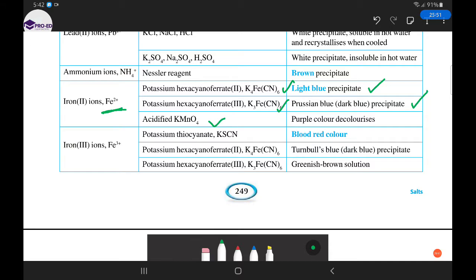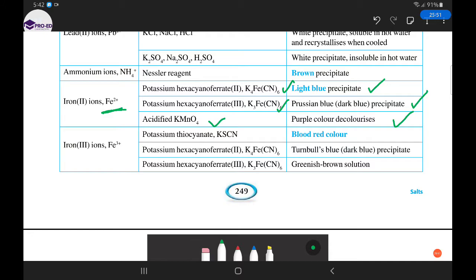If you're using acidified potassium manganate(VII) solution and you put it into any salt solution with iron(II) ions, it will decolorize the purple color. So acidified potassium manganate(VII) is purple. You add it with iron(II), it'll decolorize and become colorless. So that is the 3 tests we can do for iron(II) ions.